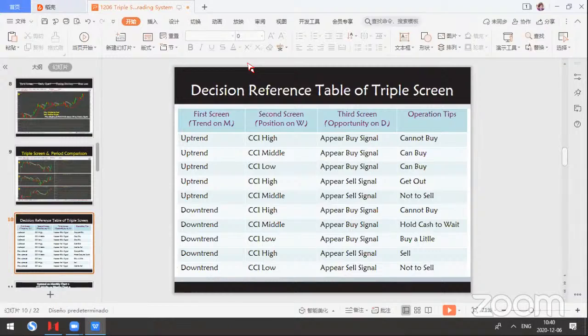Okay, let's see some numbers over here. Yes, correct. The yellow line is 100, the white line is 0, and the blue line is minus 100. That's right, correct.